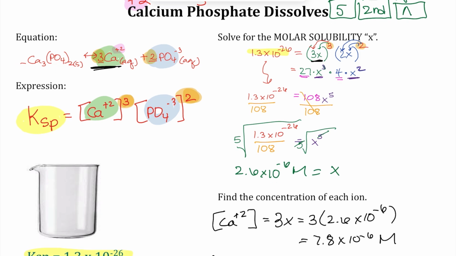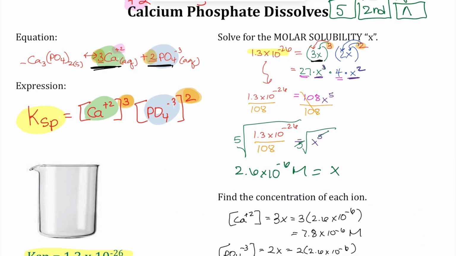For my phosphate ions, PO4 minus 3, well, that was balanced with a 2, so that's going to be 2x. So 2 times that 2.6 times 10 to the negative 6 is going to give us 5.2 times 10 to the negative 6 molar. So those are the concentrations of each of our ions in that solution, if we are looking at that dissolving. All right.